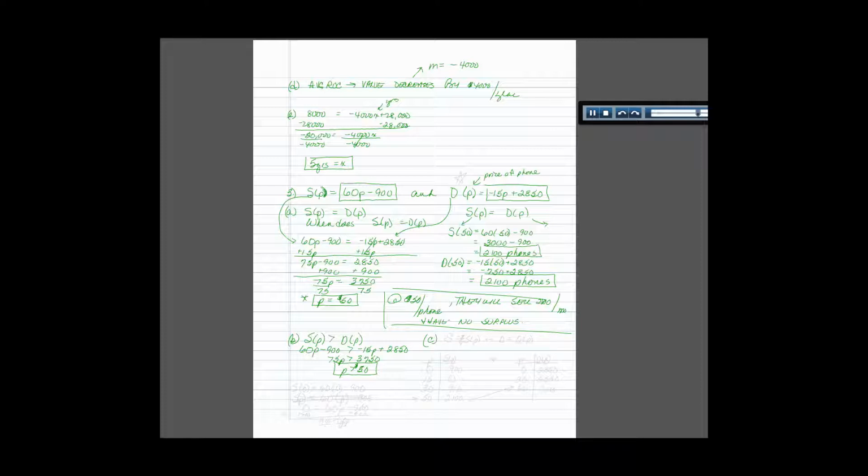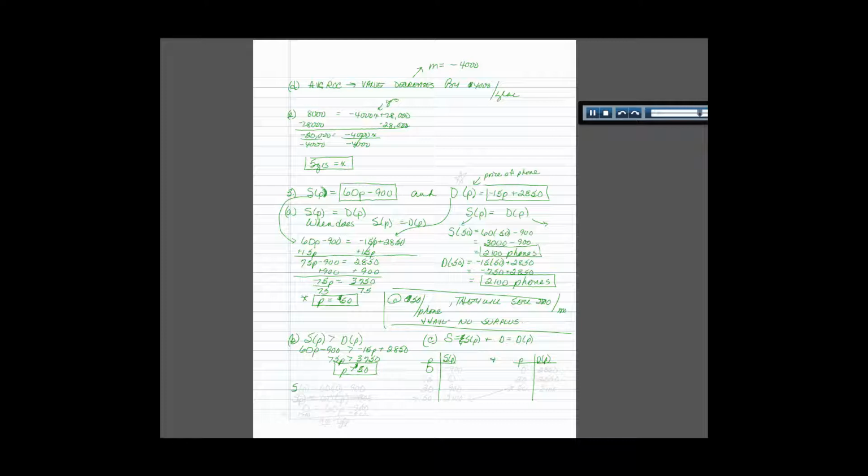Finally, in C, it says graph S equals S of P, and D equals D of P, and label the equilibrium price. All right, now we're going to do this on 2 pages here. So let's do the price first, and then we're going to do S of P, and then we're going to do the price and D of P, and then we're going to do them on the same coordinate plane, and you'll see what happens.